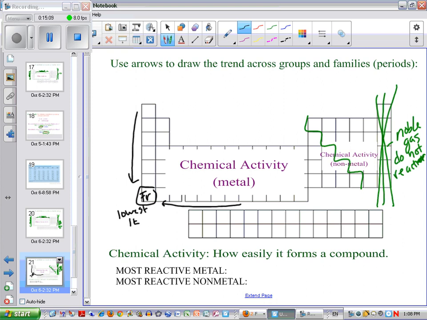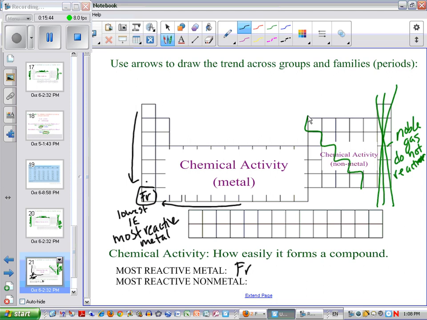Francium has the lowest ionization energy. And because it has the lowest ionization energy, it's basically like, I will give my electron to anybody who wants it. Don't care. It's 7 energy levels away. I'm a huge atom. Take it. Take that electron. This is your most reactive metal, francium. The closer you are to francium, the more reactive a metal you are. So these are the next 3, and so on and so forth.